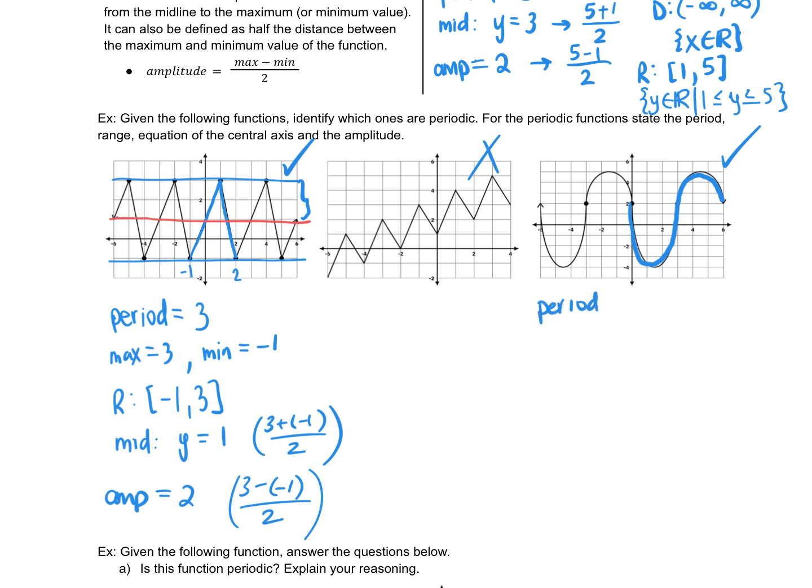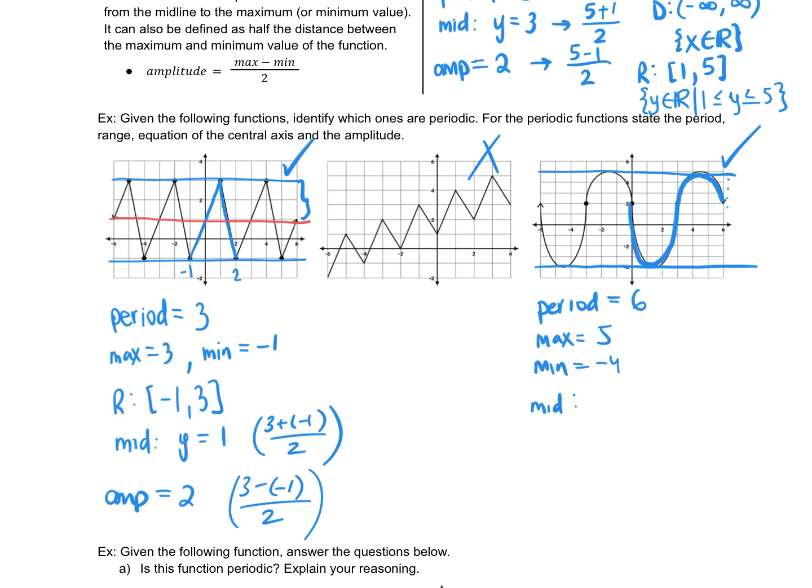Now, my period. My function started at 0 and ended at 6 for the cycle, so the period is 6. The maximum is 5. The minimum is -4. My midline. Now here it might be harder to estimate because the midline will be at a decimal, but you can still count your boxes.